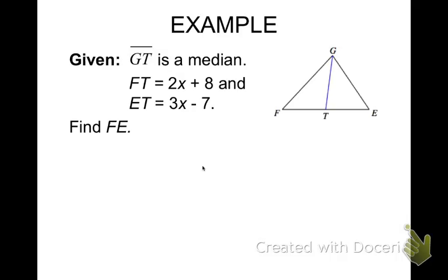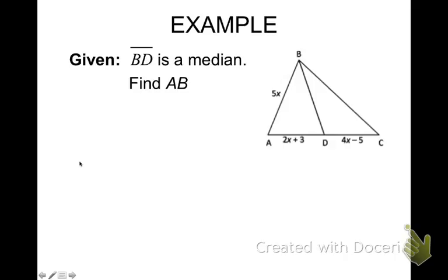All right, the last example on your notes, I would put a big star next to this because you're going to see the same exact problem on your midterm. BD is the median, which means D is the midpoint. So that means that's equal to that. We need to solve for x. Give me an equation to solve for x. I like it. 2x plus 3 equals 4x minus 5.